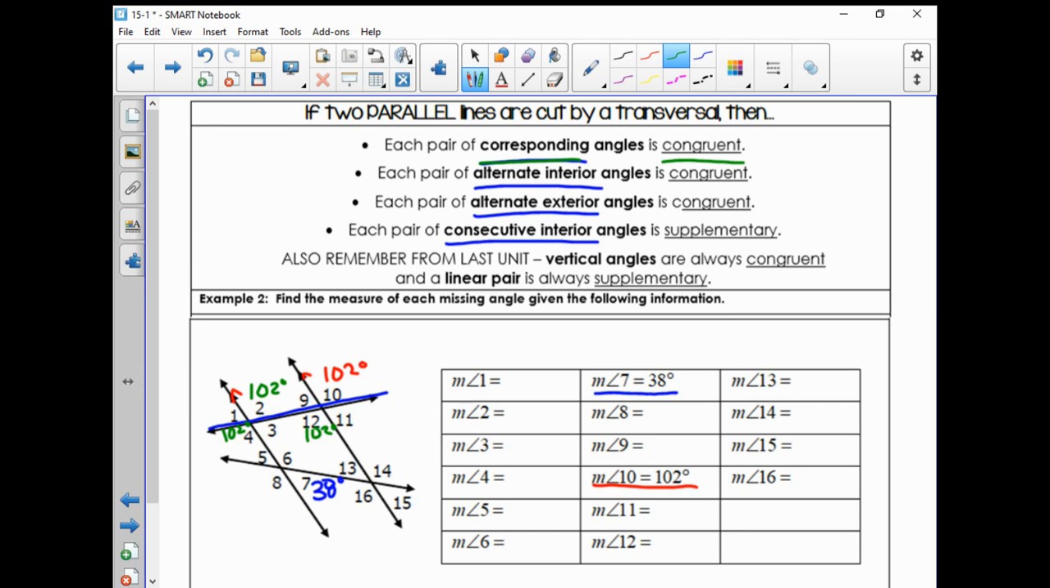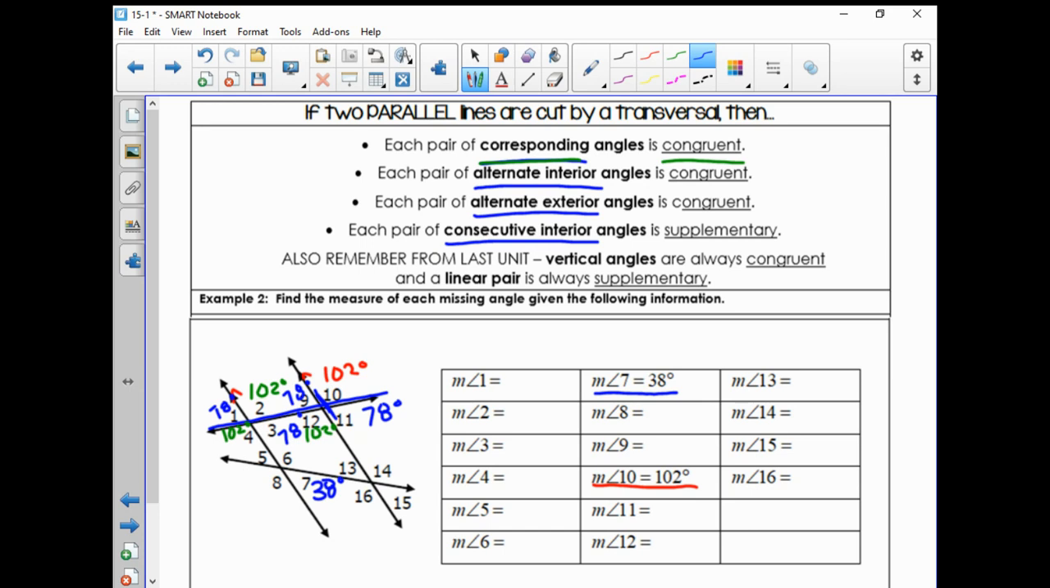All right, now remember that 10 and 11 are a linear pair right there. So they're going to add to 180. So that means 11's got to be 78 degrees, which means we could also fill in 9, 3, and 1. Oops, 78 degrees right there. Okay, so we've got a lot of those angles just from that first transversal.